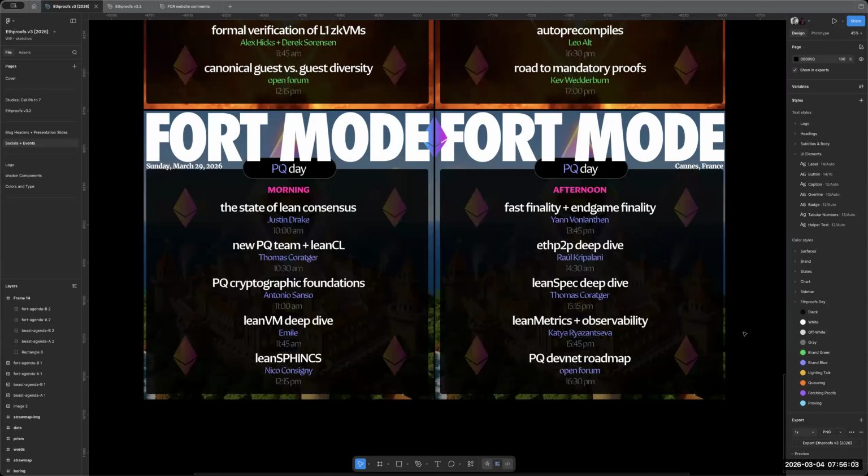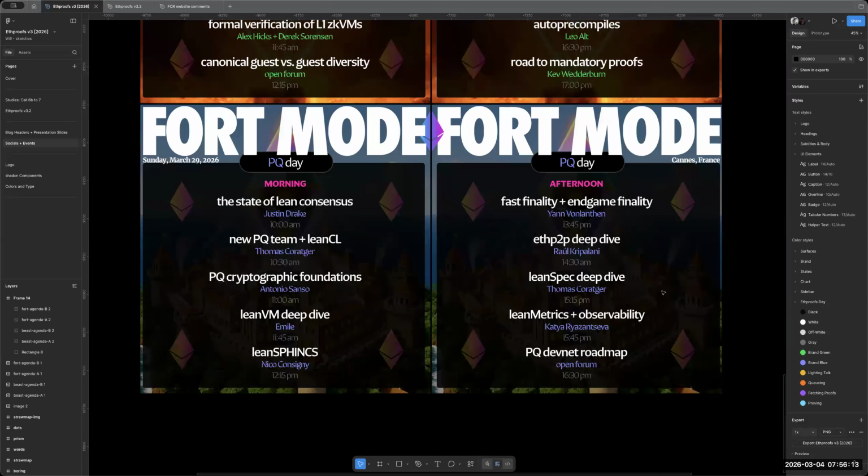And then same thing with the P2P layer. So Raul, the team lead for the networking team, will be presenting ETH P2P, I believe, for the first time. And then another talk from Thomas about lean spec, and one from Katya talking about metrics and observability.